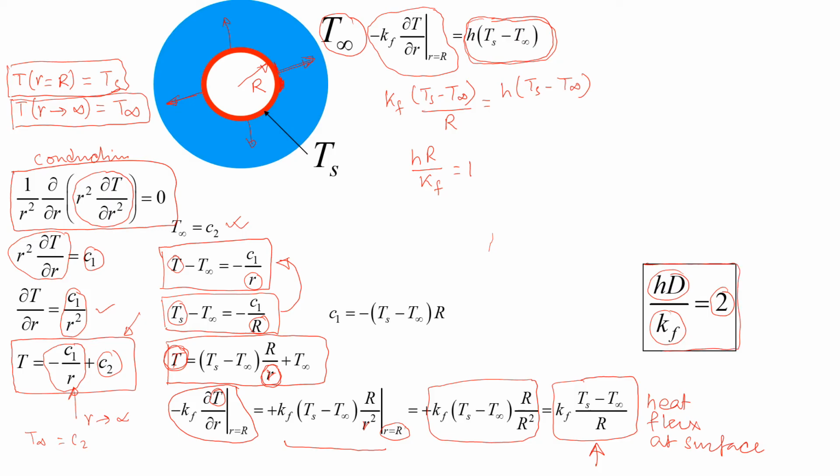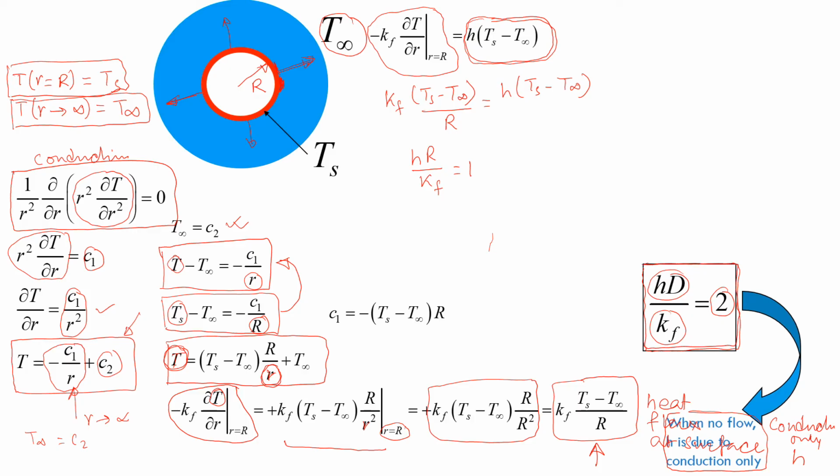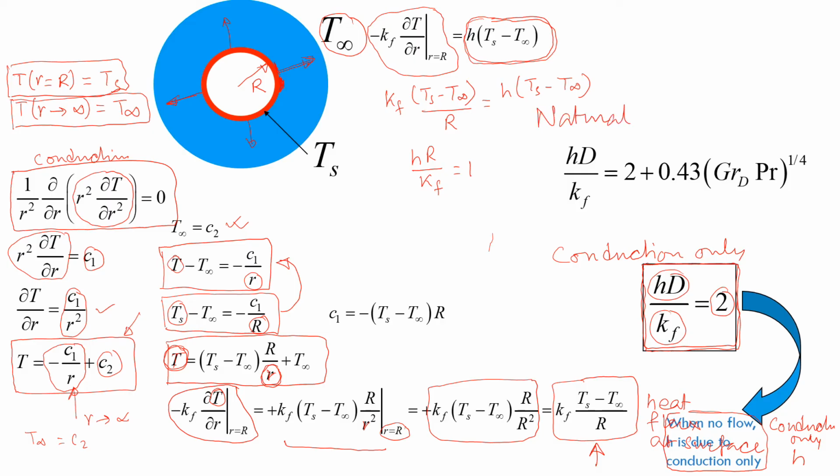So this formula gives me h for when there is no flow. When there is no flow, it's conduction only. So h for conduction only is given by this. Now if I look at the equation, let me write here again, conduction only. Then if I write the equation for natural convection over a sphere, this we have discussed separately. So natural convection over the same sphere, then I have this formula.